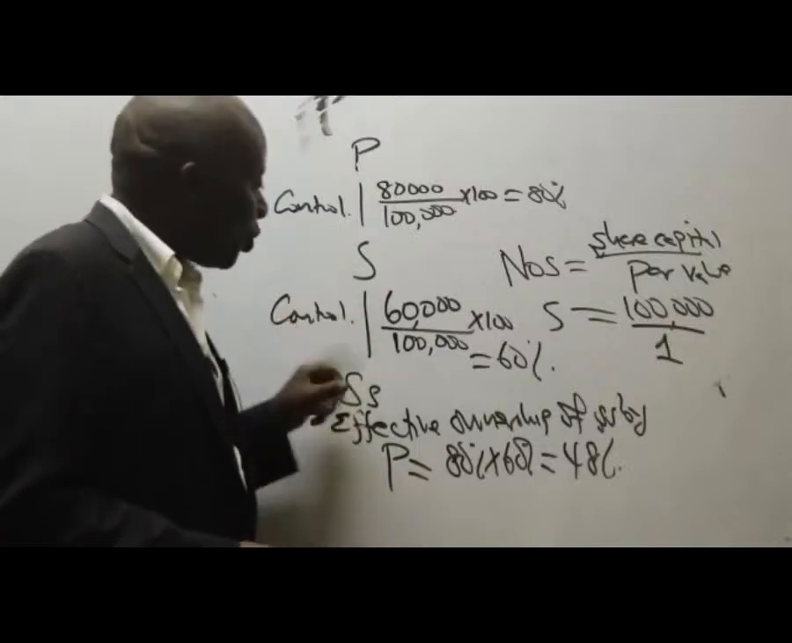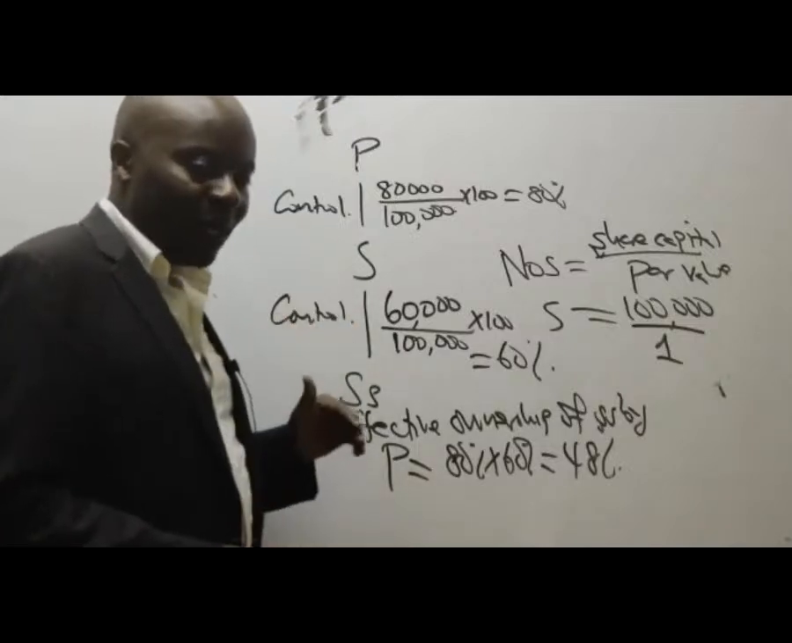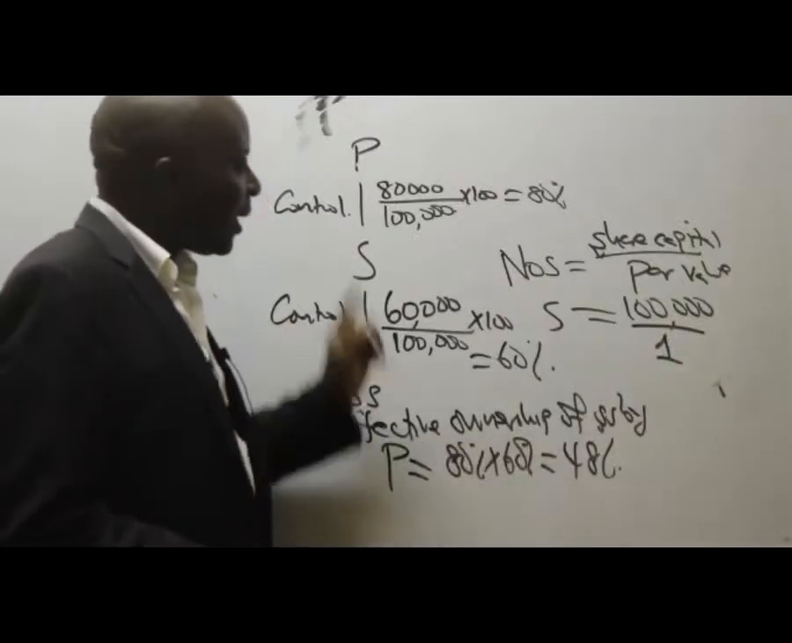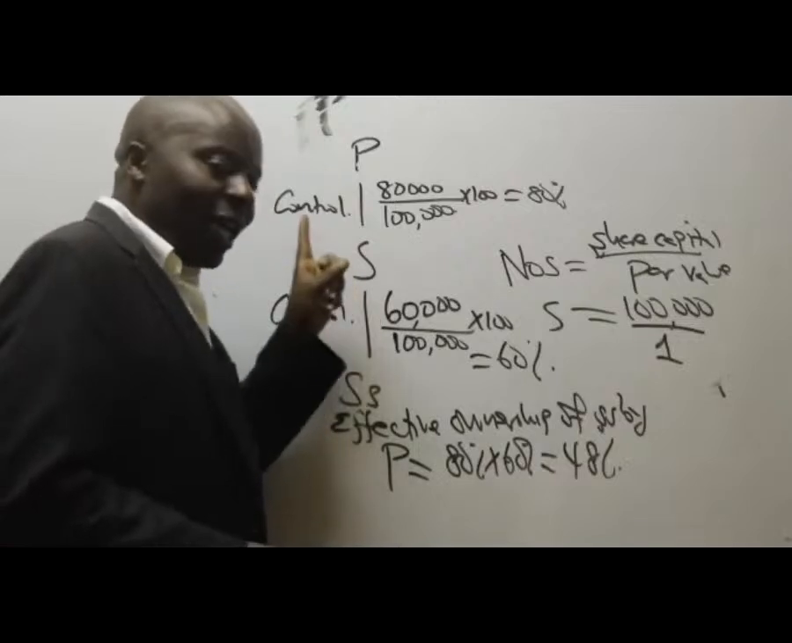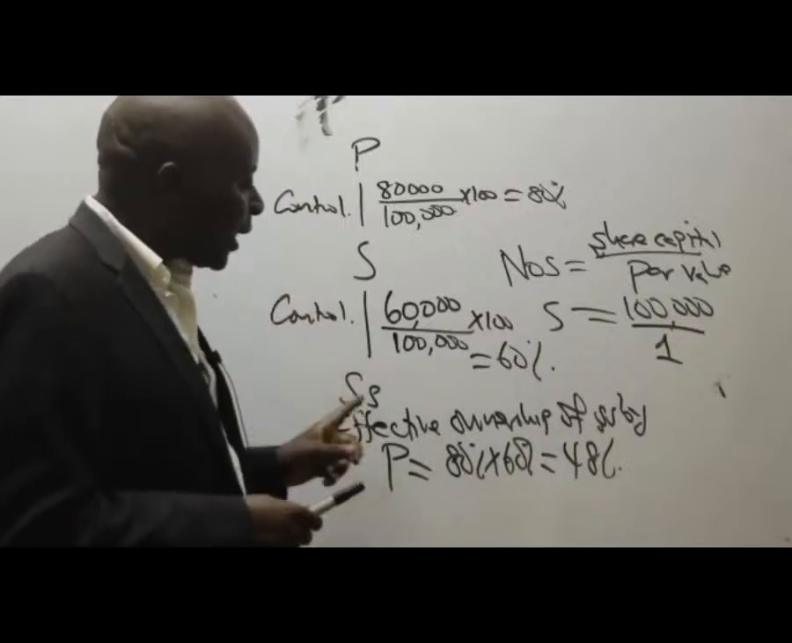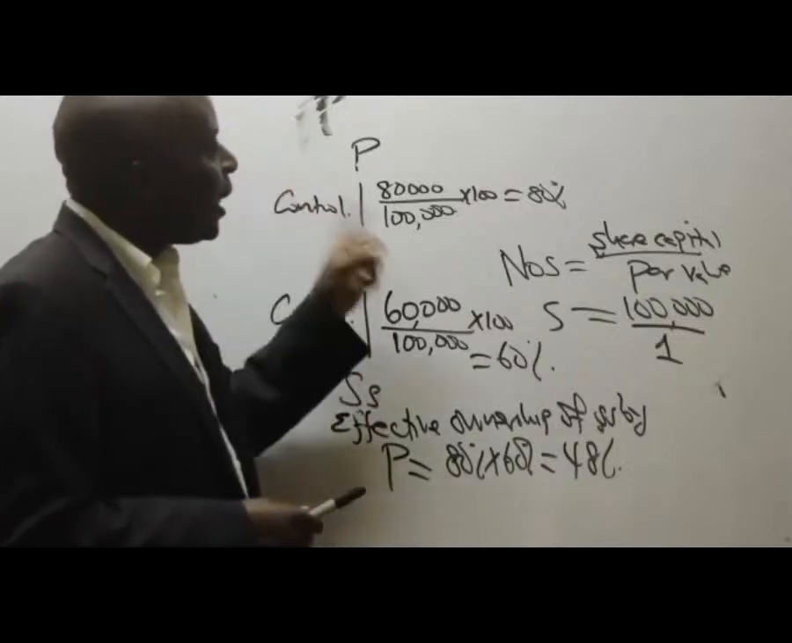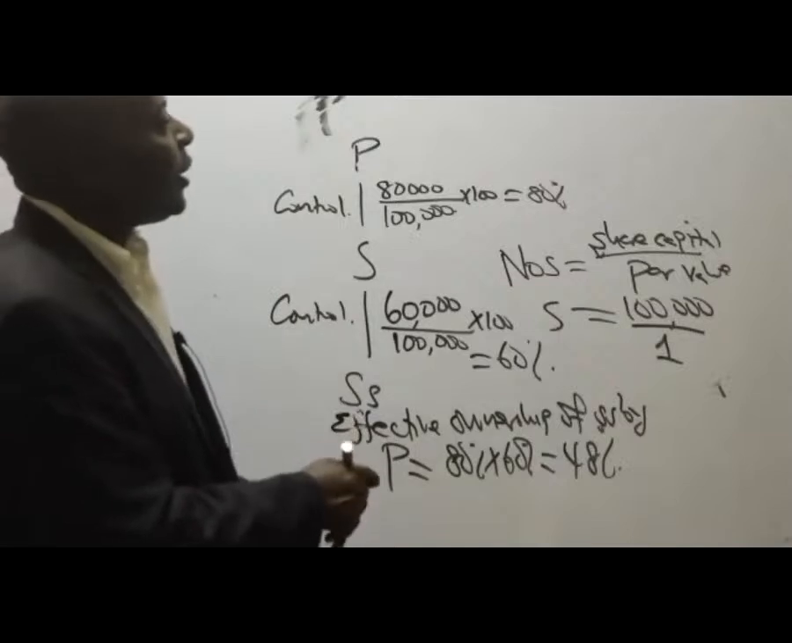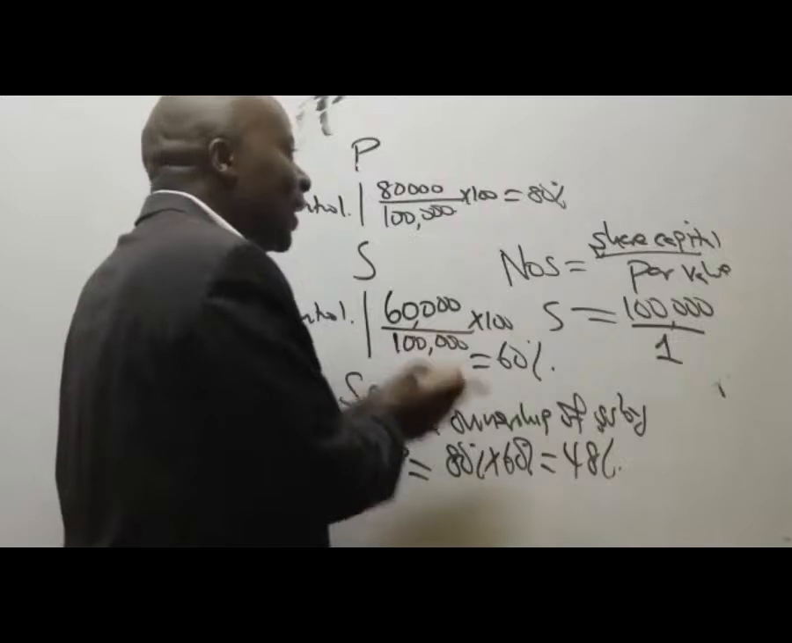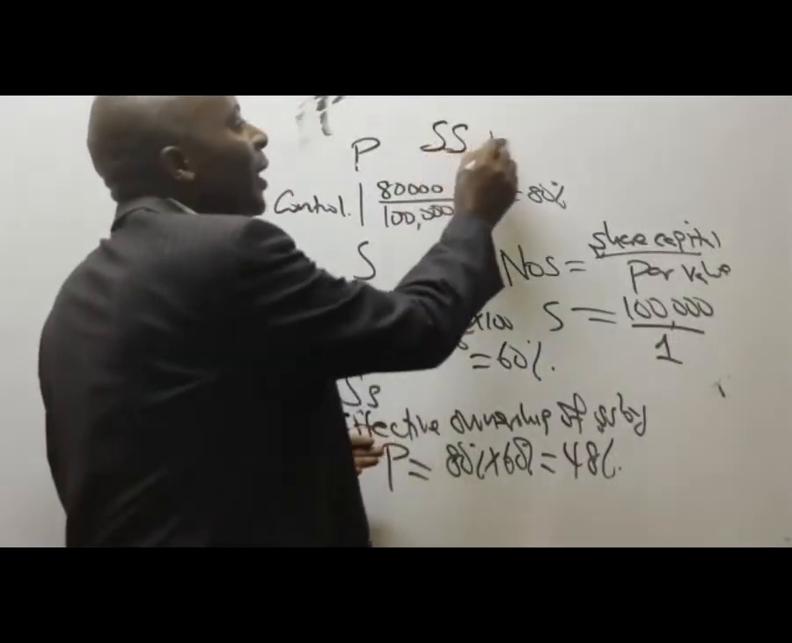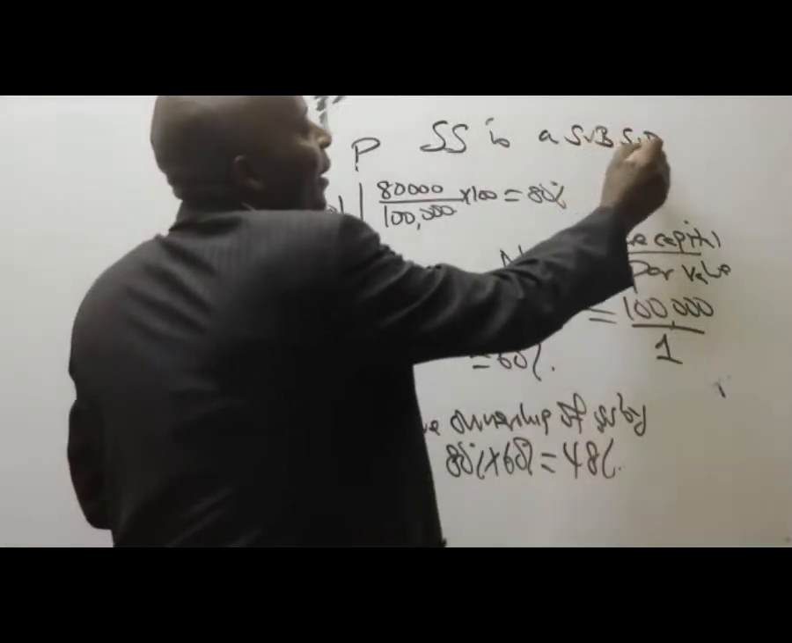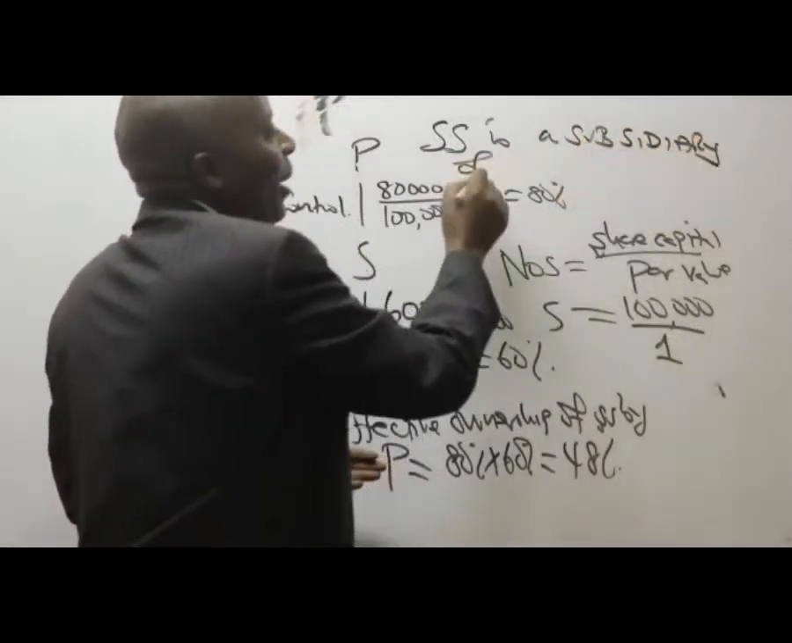When you see control, don't even look at the number. Even if the number is 10% here, if we control S and S is controlling SS, then SS automatically becomes a subsidiary of the parent. So in this case here, this 48% notwithstanding, SS is still a subsidiary of the parent.